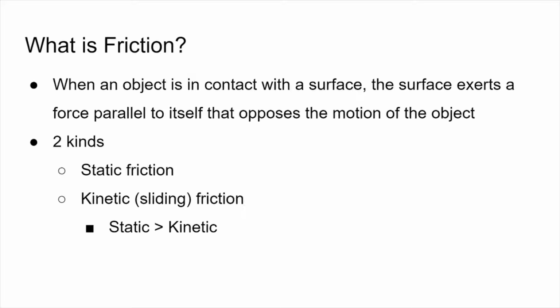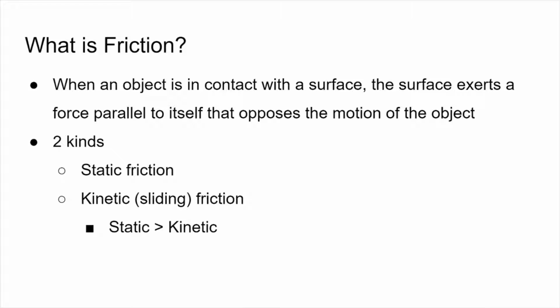Now, what is friction? When an object is in contact with another surface, the surface exerts a force parallel to itself that opposes the motion of that object. This is why it's sometimes hard to push things across an object, because the friction is going to be stopping you from moving it.